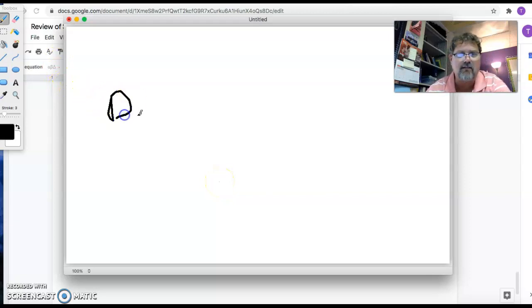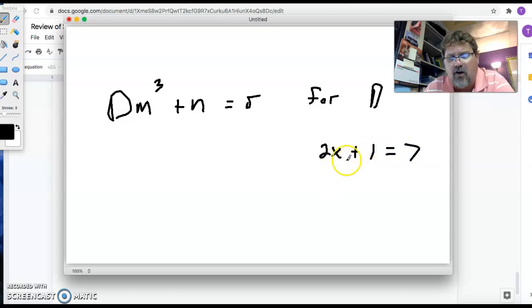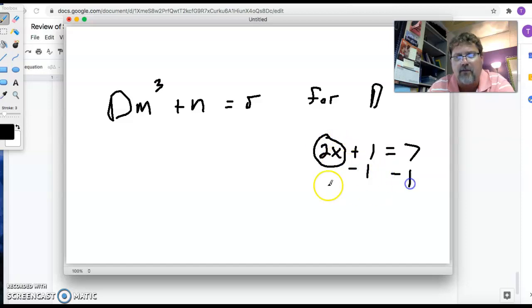So if I have D m cubed plus n, and that's equal to r, and I'm solving for cap D, right? I don't know why I called it cap D. There's only one D there. All right, so the first order of business, compare this to solving 2x plus 1 is 7. You would not start by dividing or anything like that. You'd subtract this away, because remember, you're targeting this, right? That's your target. That term, you'd say minus 1, minus 1. And then you'd have your 2x, and that would be equal to your 6, right?